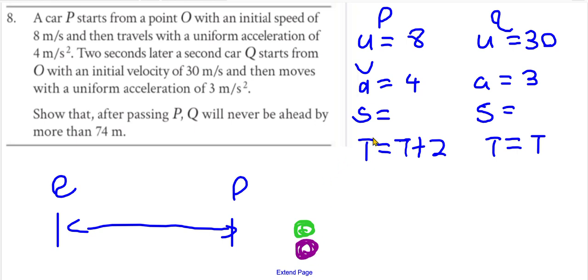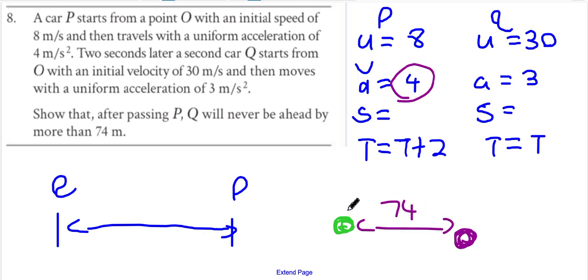When it overtakes it, Q's current velocity is still greater than P's current velocity. But what you know about P is P has the superior acceleration, which means ultimately P will eventually go faster than Q. So Q sets up a lead. We believe that the maximum lead that it sets up is 74. And then from this point onwards, P will close the gap on Q and overtake it again. We'll pause there.